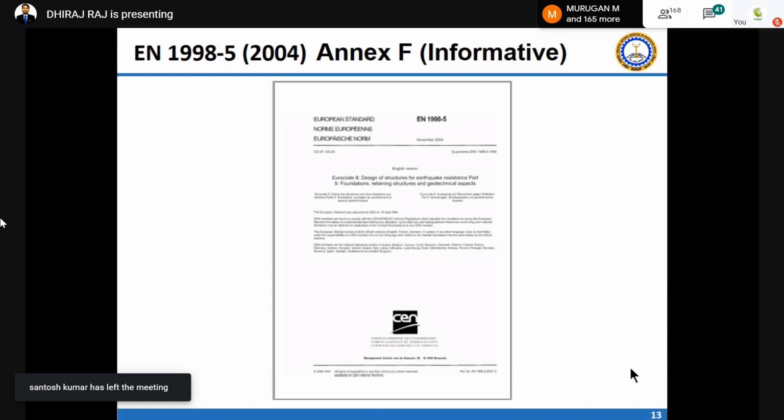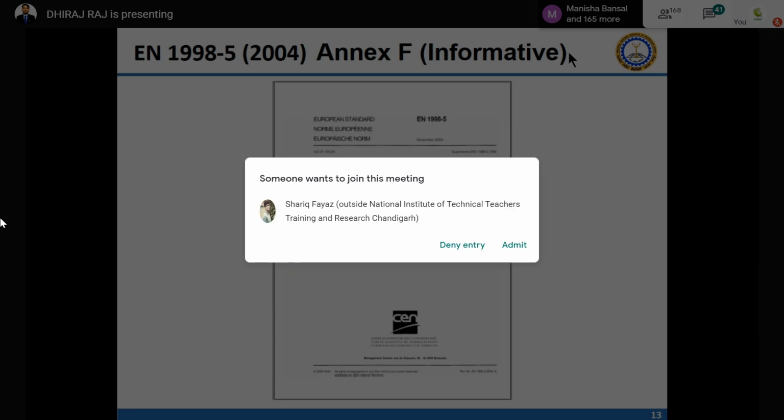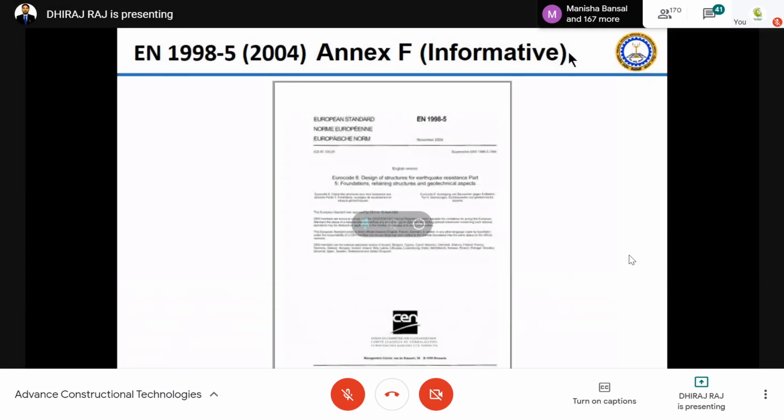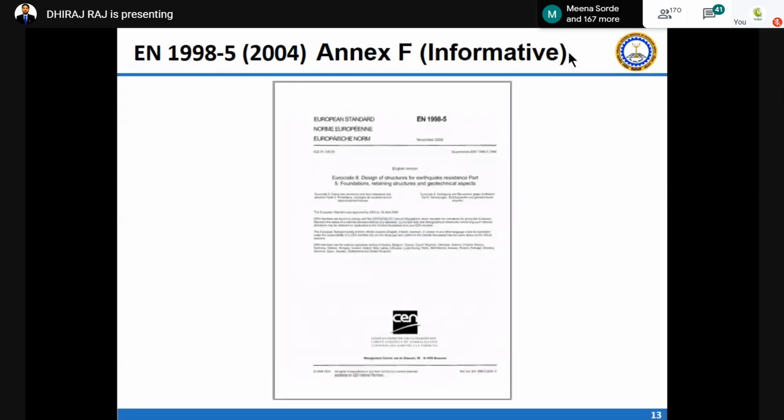Eurocode, I'll tell you a small piece of information. Eurocode has different annexes, and in these annexes two terms are used. One is normative and the other is informative. Informative is just for the sake of information. You may use it; it is not the standard procedure. But normative is the standard procedure. So even Eurocode is saying this may be used, in Annex F.